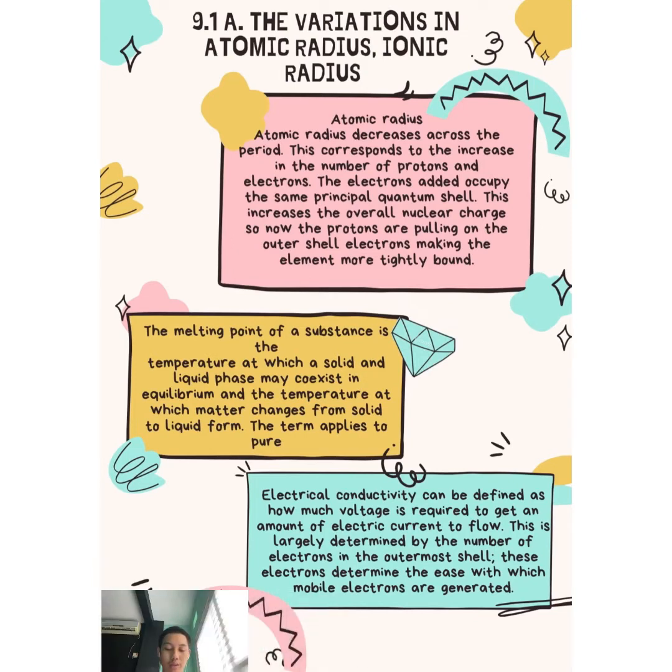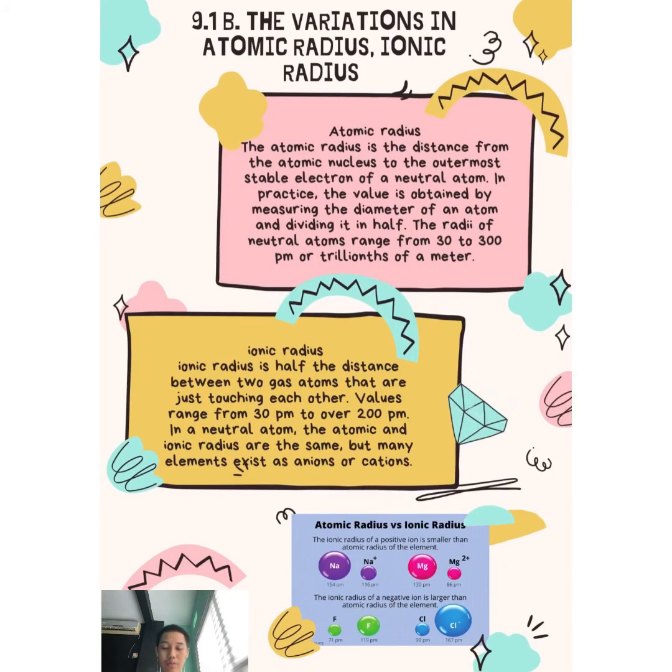Point B. The atomic radius is the distance from the atomic nucleus to the outermost stable electron of a neutral atom. In practice, the value is obtained by measuring the diameter of an atom and dividing it in half. The radius of neutral atoms ranges from 30 to 300 pm, or trillionths of a meter.